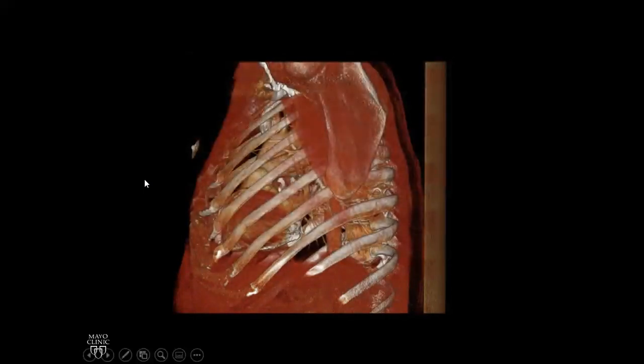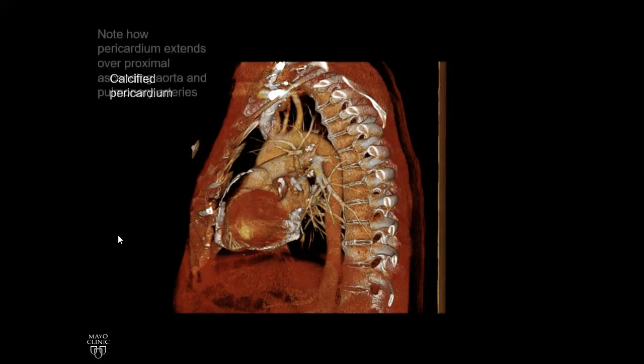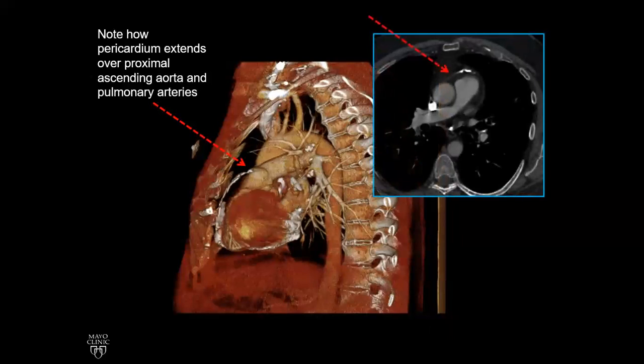We go to our lateral CT scan and peel away. You can see that all this calcified stuff is not really in the left ventricle or the right ventricle. It's on this tissue layer outside. This is calcified pericardium. Note how the pericardium extends over the proximal ascending aorta and the pulmonary arteries. At this level on this CT scan, from the same CT scan, there's the main and right pulmonary artery, ascending aorta. We're talking about a level up here, and we see these calcifications.